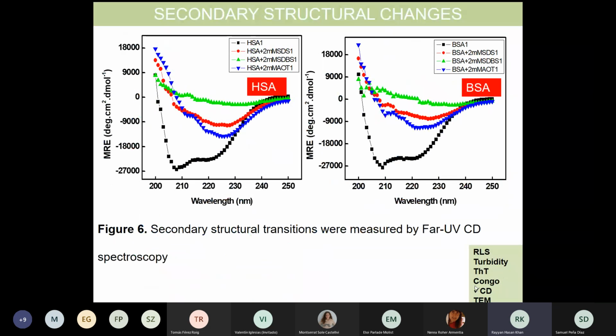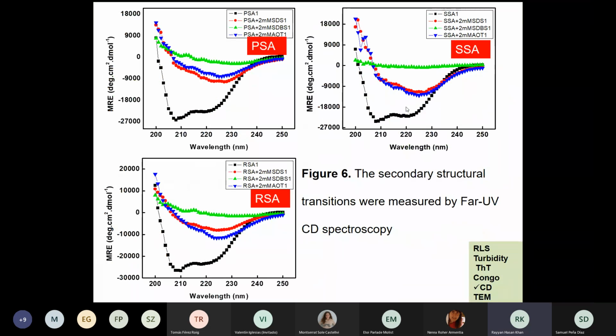Now this is the CD data that is being shown. You can see in the presence of 2 millimoles of the SDS, SDBS, and AOT, these proteins are going to adopt a beta sheet-like structure in all the 5 albumins.